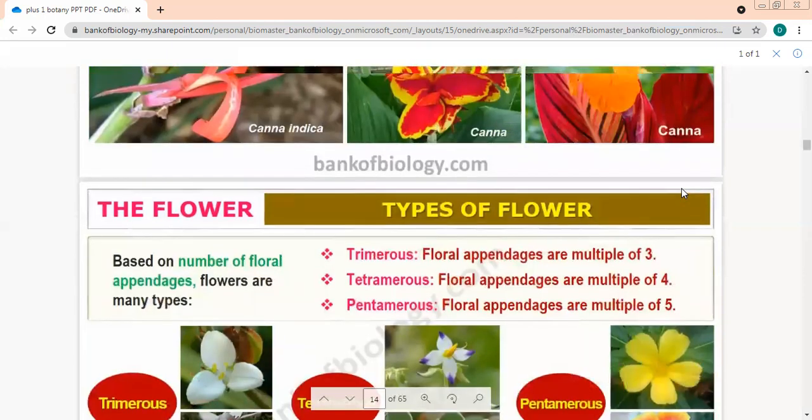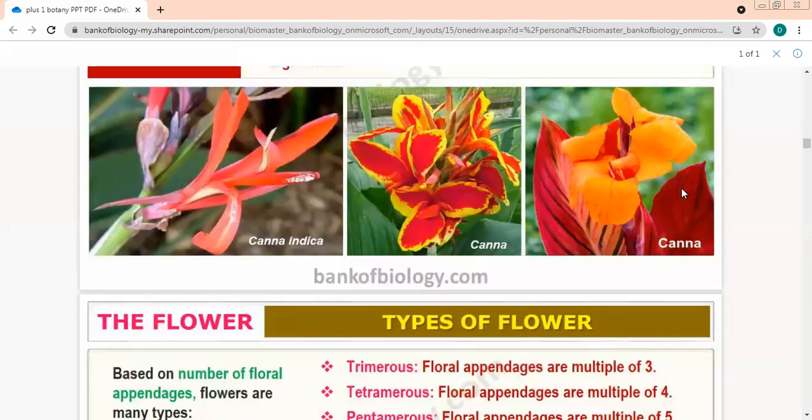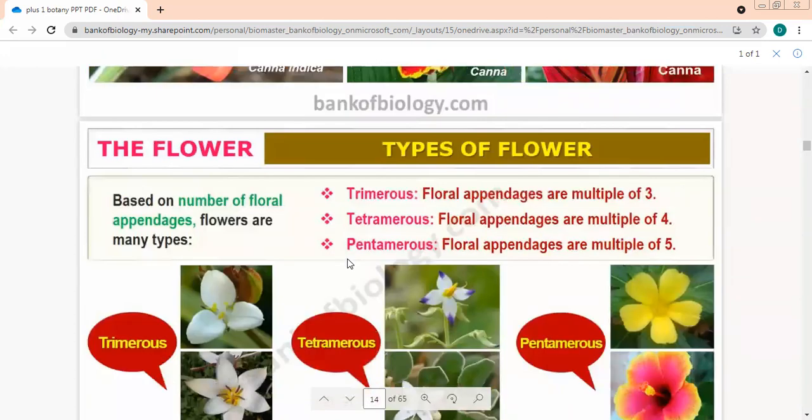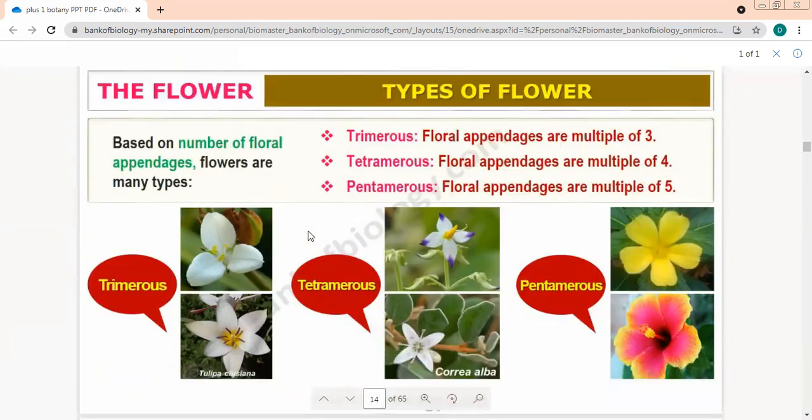Now we are moving on to the types of flowers based on the number of appendages. We have done a lot of classification of flowers. Now on the basis of the number of appendages, means how many floral appendages are there. Flowers are of three types: trimerous, tetramerous, and pentamerous. If the floral appendages are in multiples of three, चलिए इसको समझ लेते हैं. If you see these are three, and here please count how many? 6. Is it a multiple of 3? Yes, ma'am. Then we are going to call such flowers as trimerous.